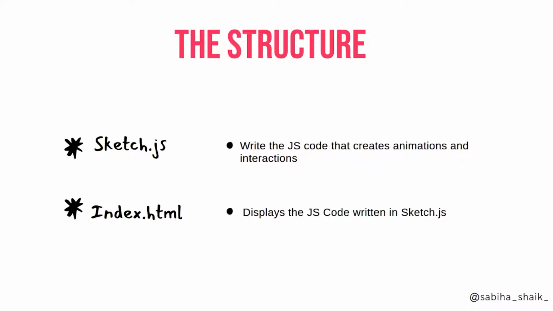Anytime you open the online editor or the downloaded code, you will notice that there will be two main files. One is the sketch.js and the other is the index.html. The sketch.js is where you will be writing the JavaScript code to create all the graphics and animations, whereas the index.html is where you can see the result of all the code that you've written so far visually. So knowing these two elements is very crucial to understanding how a p5.js program or a sketch works.